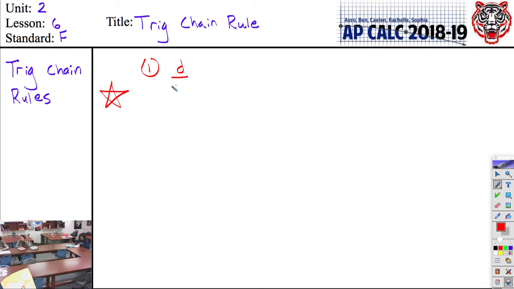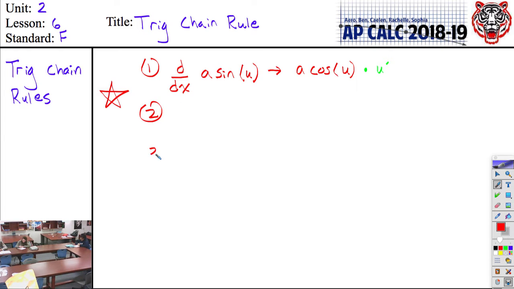Number one, the derivative with respect to x of some constant number times sine of the inner. This always turns into that same number out front times cosine of the inner. So sine changes to cosine. And then remember, I'm only writing the outer here. Always remember you're always multiplying by your inner. So u prime. I'm going to do that in green. Don't forget about the inner.